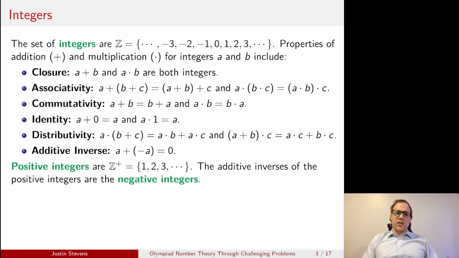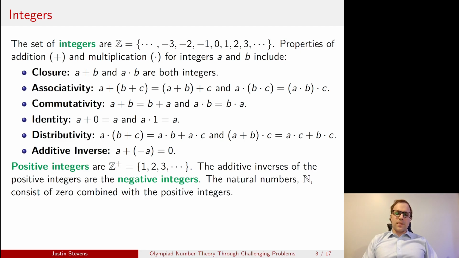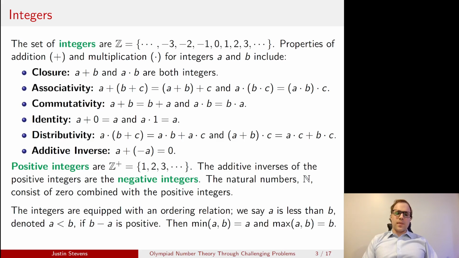Positive integers are the numbers that are just greater than 0, and the additive inverses of the positive integers are the negative integers. The natural numbers, which is denoted by the letter N here, consist of 0 combined with the positive integers. And the integers are equipped with an ordering relation. We say that a is less than b, denoted a < b, if b minus a is positive. So in that case, the minimum of a and b is a, and the maximum of a and b is b.